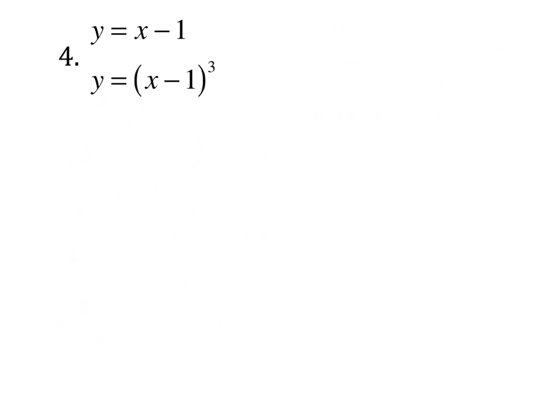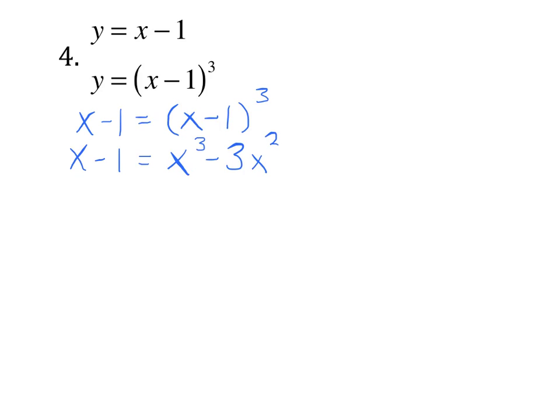In number 4, we're given that y equals x minus 1 and y equals (x minus 1) cubed. So since we have y equals for both equations, I'm just going to plug the x minus 1 in for the first y, and that will just take the two equations and set them equal to each other. So then I'm going to expand the right side and get x cubed minus 3x squared plus 3x minus 1. And then I'll move the x over and add the 1.